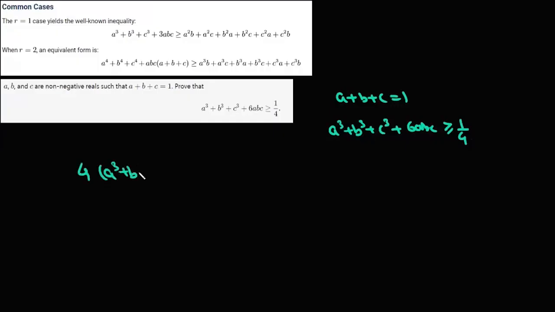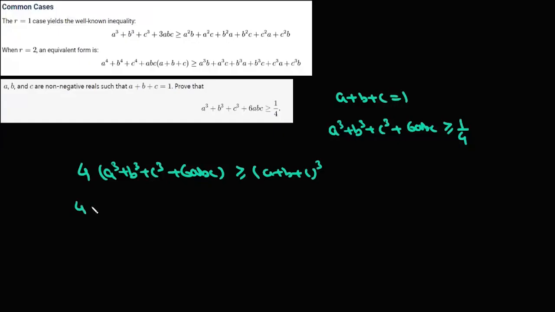Now let us take an example. Say for example, it says if a, b, c are non-negative real numbers such that a plus b plus c is 1, then prove that a cube plus b cube plus c cube plus 6abc is greater than or equal to 1 by 4. Now what we can do is we can write this as 4 times a cube plus b cube plus c cube plus 6abc, greater than or equal to 1, and we can write this one as a plus b plus c whole cube.